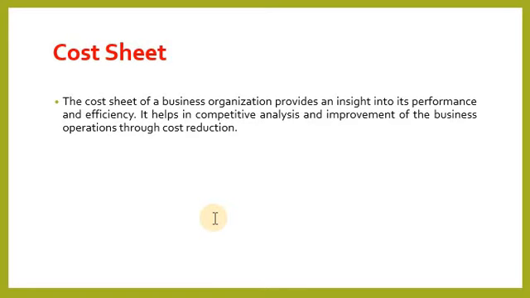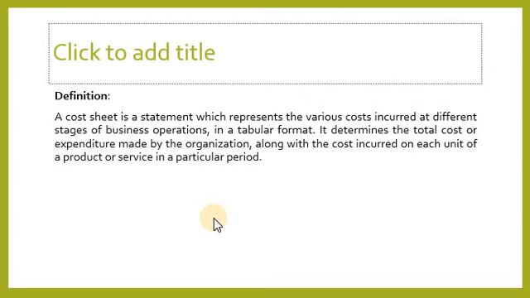Okay, let's go. What is the definition of cost sheet? A cost sheet is a statement which represents the various costs incurred at different stages of business operations in a tabular format. It determines the total cost or expenditure made by the organization along with the cost incurred on each unit of product or services in a particular period. It is a statement representing the various costs included in our production in tabular format. That means we have to maintain some format for preparation of the cost sheet.